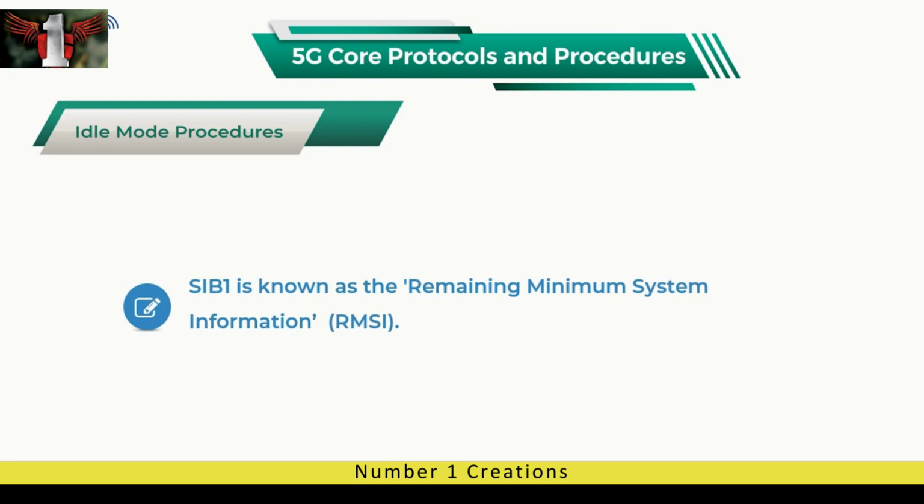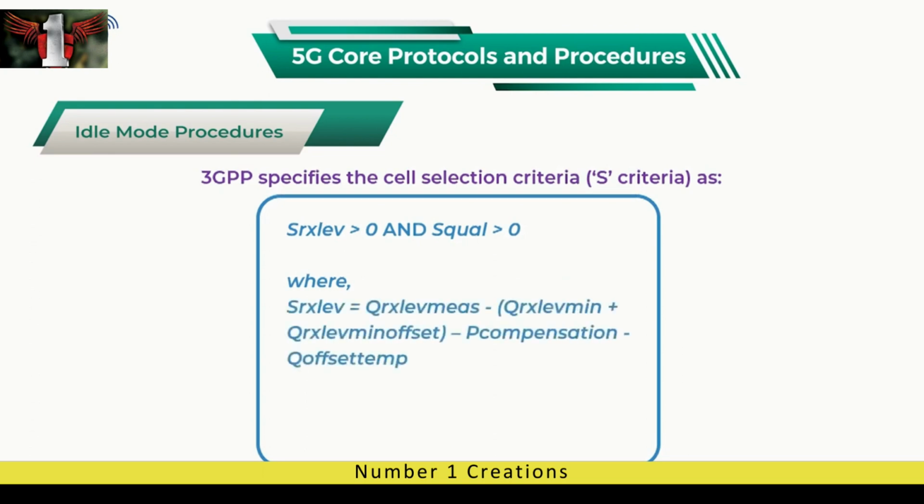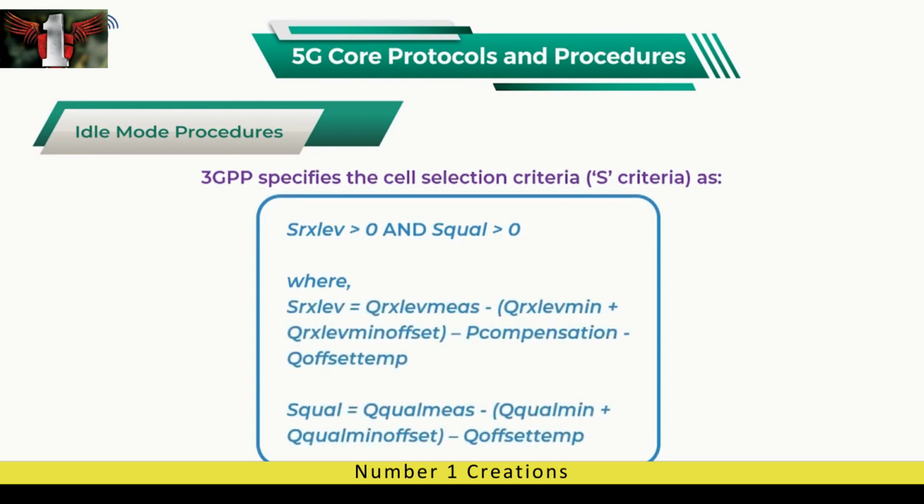SIB1 is known as the remaining minimum system information (RMSI). It provides a list of PLMN identities and specifies a tracking area code for each PLMN. It also provides a set of parameters which define the cell selection criteria. 3GPP specifies the cell selection criteria, also known as S criteria, which is given on the screen.